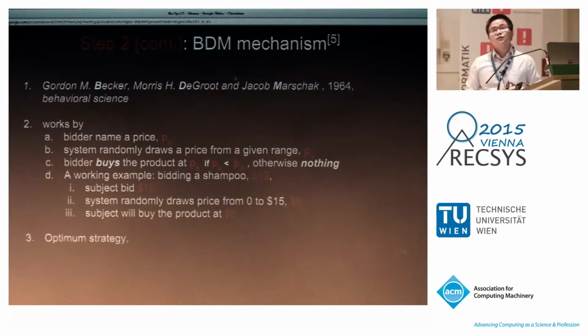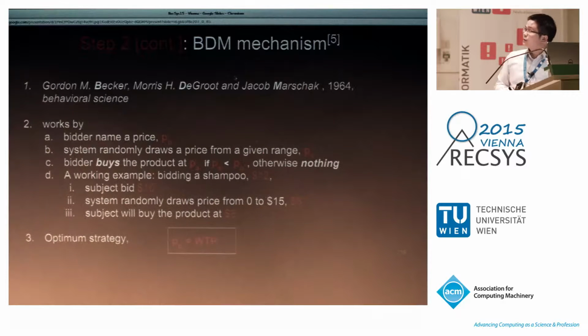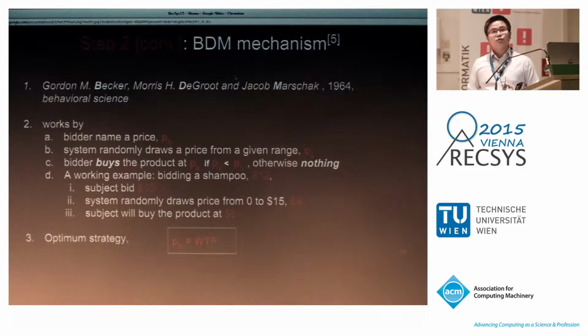The user can take different strategies to name the price, right? They can either underbid, meaning the price named is lower than the willingness to pay, or they can overbid, where the price is higher than the true willingness to pay, or they could just be truth telling about the willingness to pay. And it turned out the best strategy is truth telling. I will skip the mathematical details here. If you are interested, please refer to our paper.